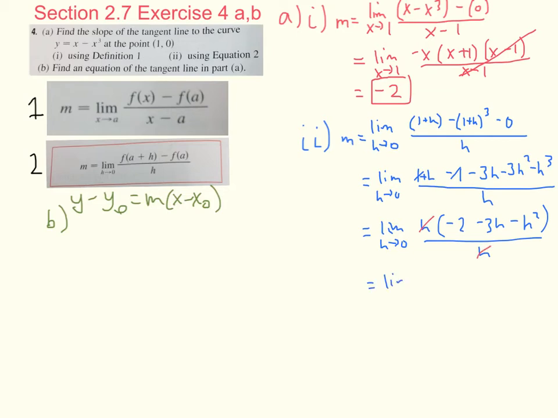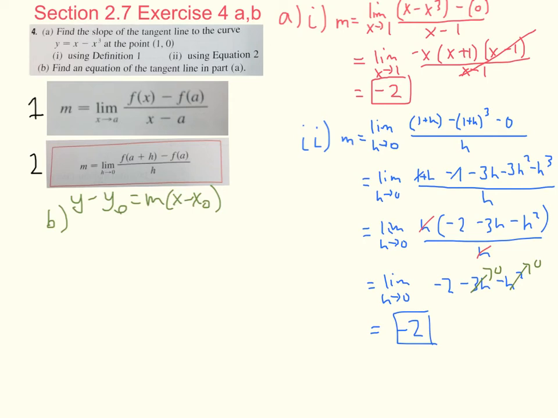So I have the limit as h approaches 0 of negative 2 minus 3h minus h squared. And since h is going to 0, I know this is going to 0 and this is going to 0. And so my answer, similar to what I got at the top, is negative 2. So both definition 1 and equation 2 give me the same answer. So I know my slope of the tangent line to this curve at the point (1, 0) is negative 2.